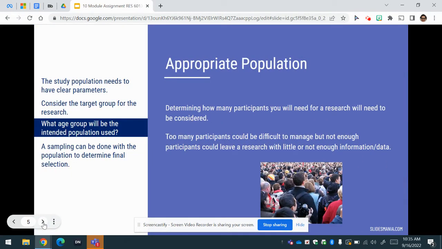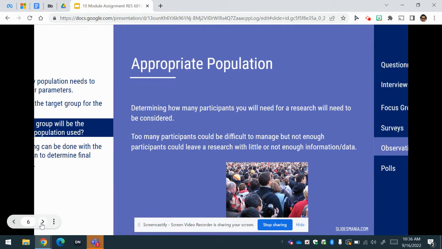So the appropriate population, who are we going to target? If our research is based on adults, we're not going to use children for our research study, we're going to use adults, and vice versa. If it's a study for children, we're not going to use adults. So determining how many participants we're going to need in our research, too many could be way too much to keep track of and too much information. So the study population needs to have clear parameters and consider our target group for the research and what age group will be the intended study. And of course, we can always do sampling if we want to.